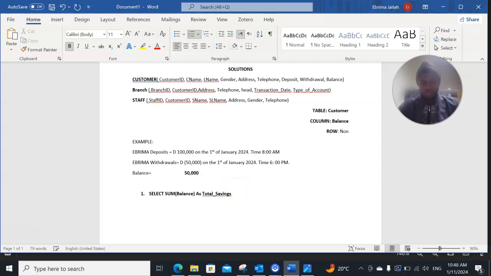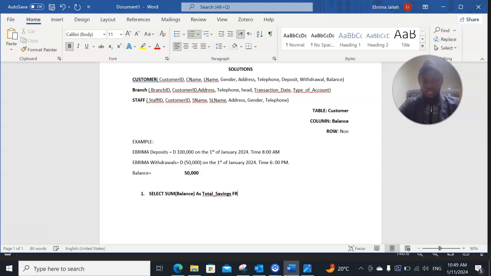Do you understand? Okay, so you can see I use an underscore here. If you have two words and you want to make them one word, you use an underscore, or you remove the space. So you don't use a space. Good. Now let's continue. Select sum of the balance as total_savings.